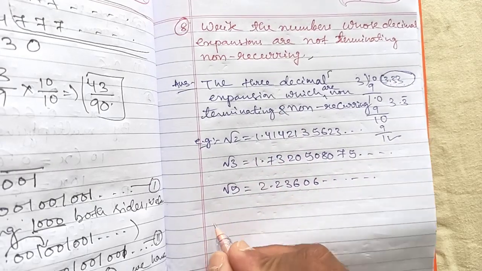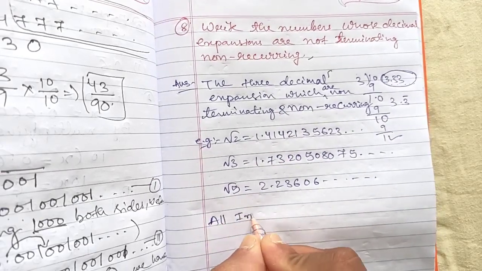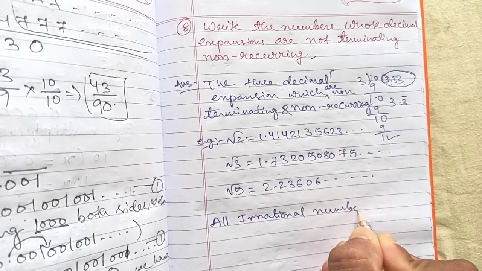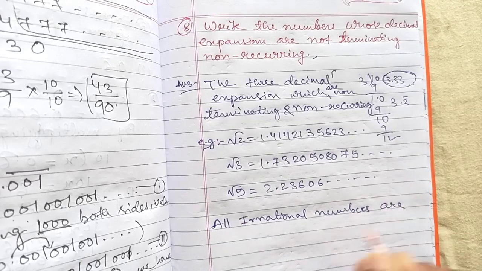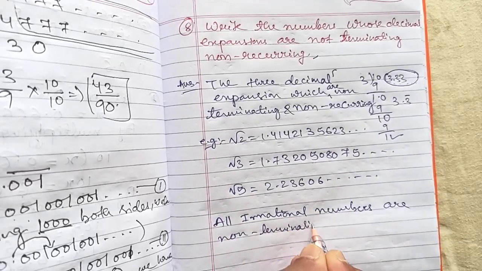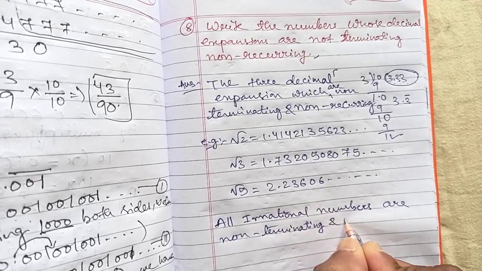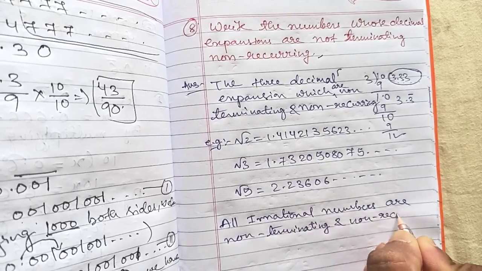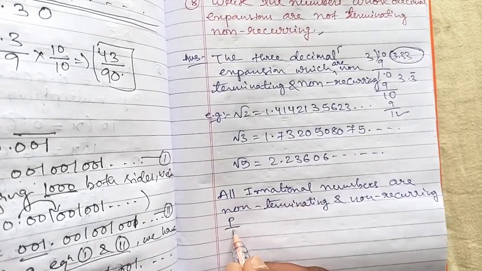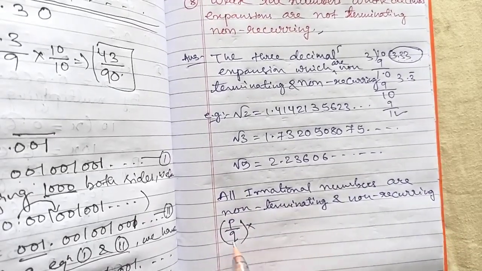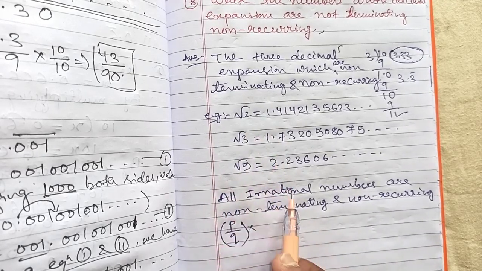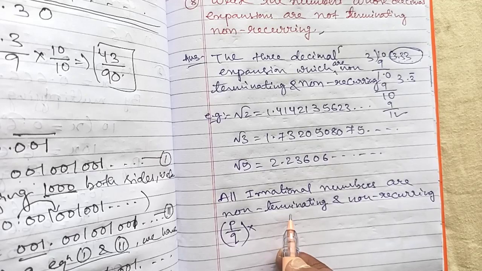All the irrational numbers are non-terminating as well as non-recurring. Why? Because they cannot be represented in the form of P by Q. Okay, they cannot be represented in the form of P by Q. That's why all these numbers are non-terminating as well as non-recurring.